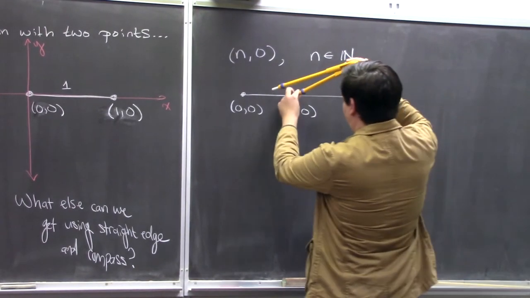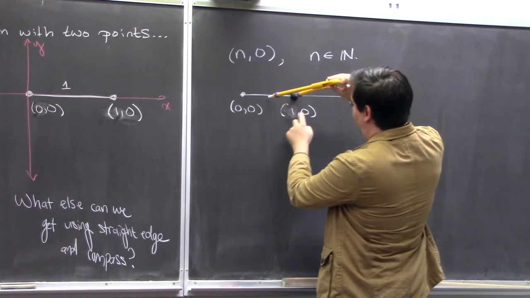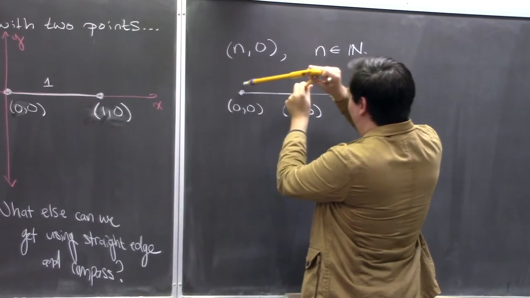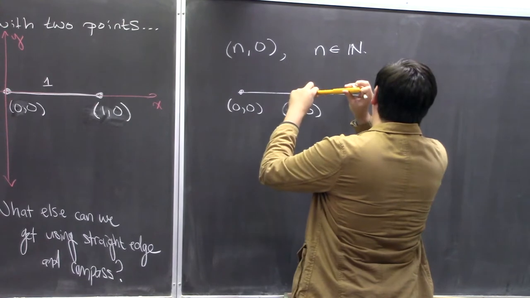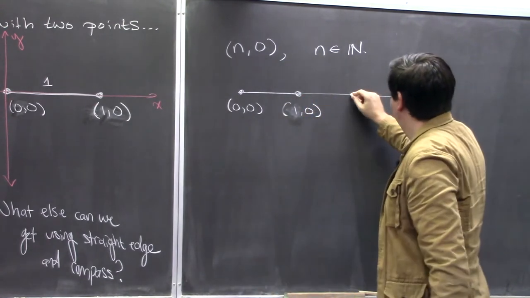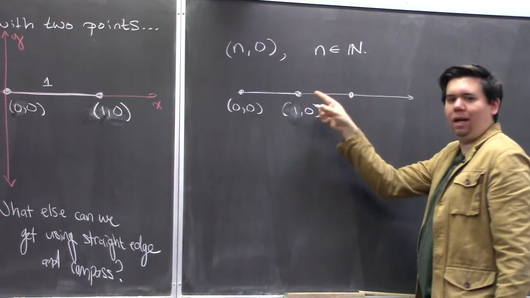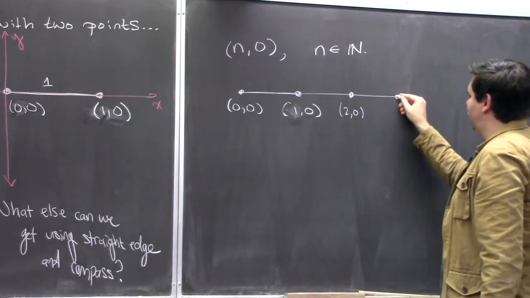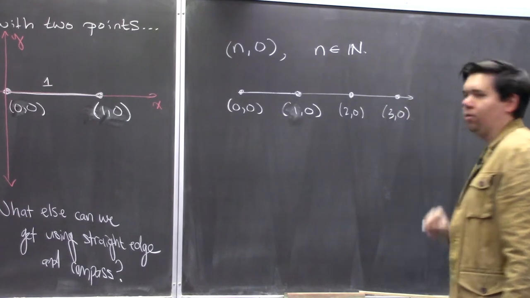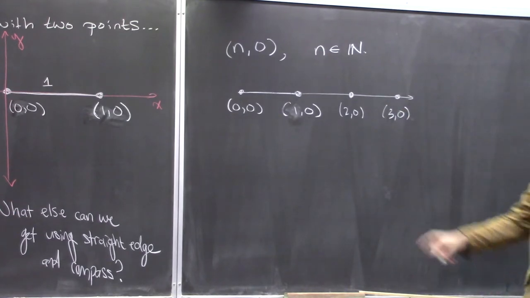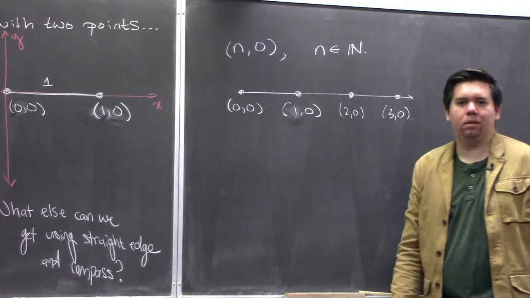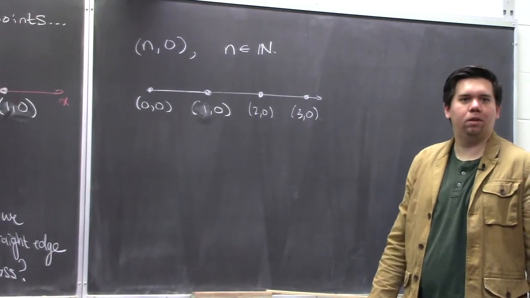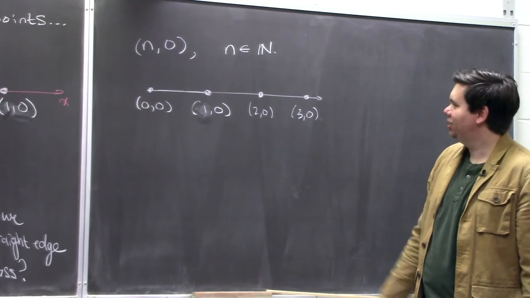I draw a circle centered at (1, 0) with radius 1 that reaches back to (0, 0), and I come over here and see where that circle hits this line. I know that will also be of unit length, and so this is at (2, 0). Then I can repeat that process to get (3, 0), and so forth. So I can at least get all numbers of this form. Am I doing something wrong? No, we're happy? Okay. So what else can I get?